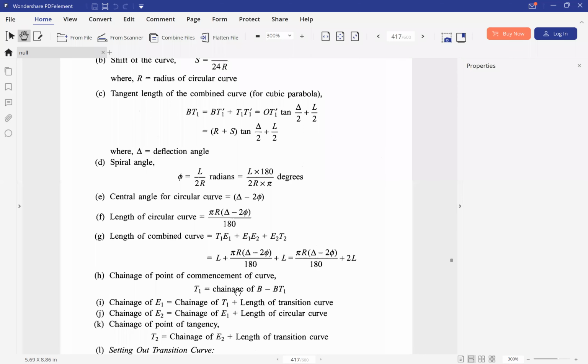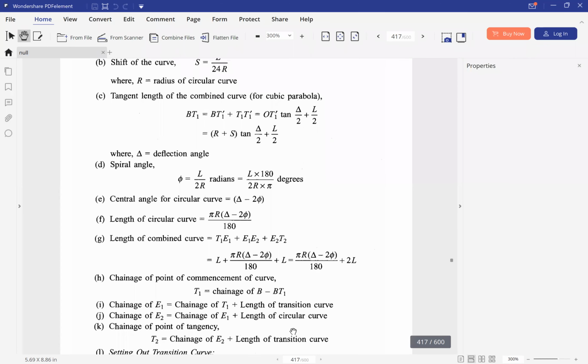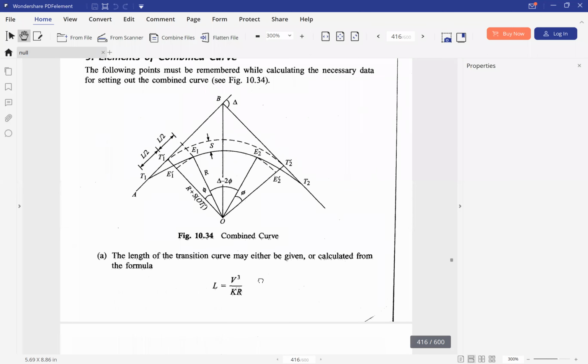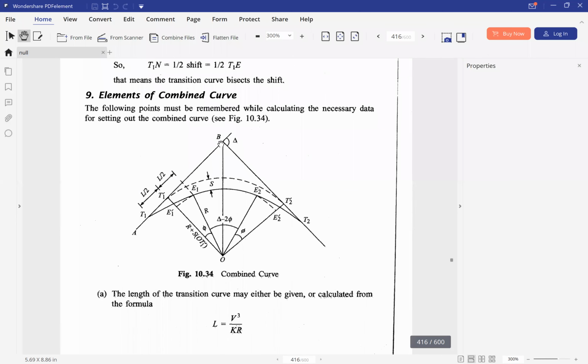That can be obtained by the change of the starting point T1, which is equal to the change of the intersection point minus the combined tangent length. And then if you want to obtain the change of the first junction point, that is E1, it will be equal to the change of this starting point T1 plus the length of the first transition curve.